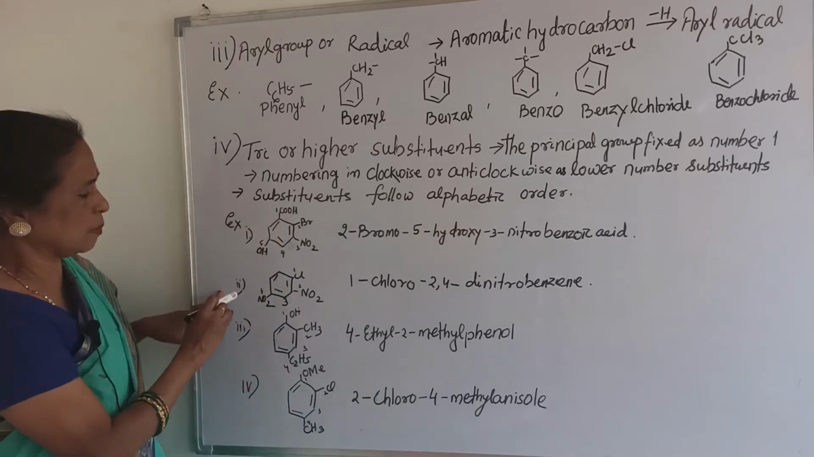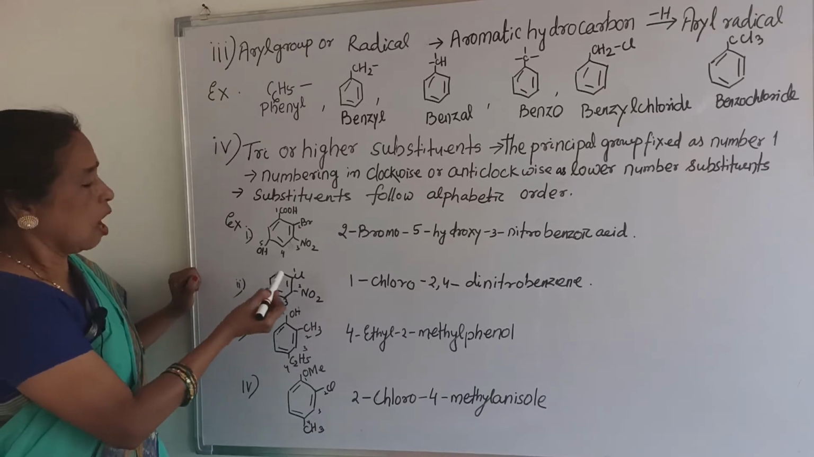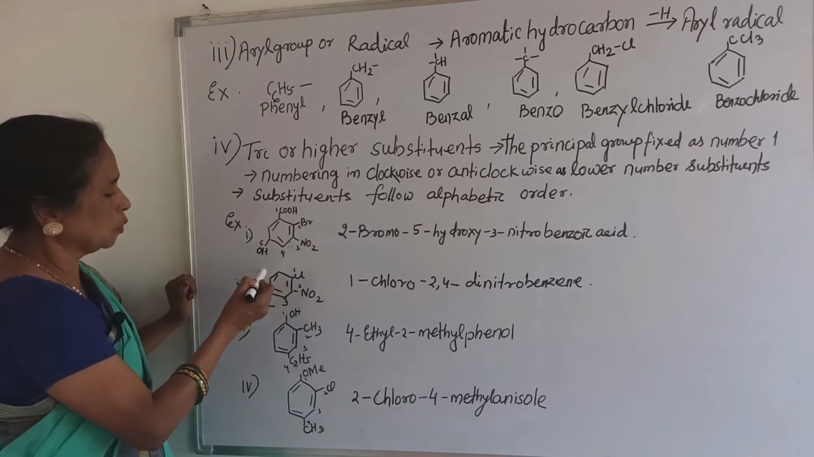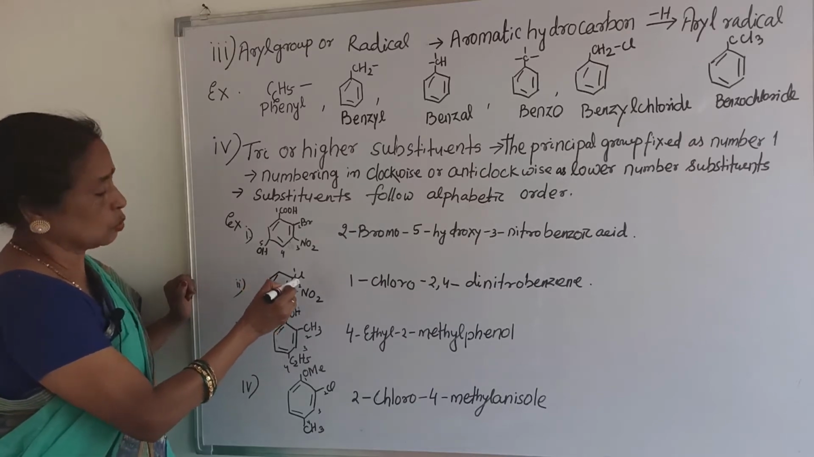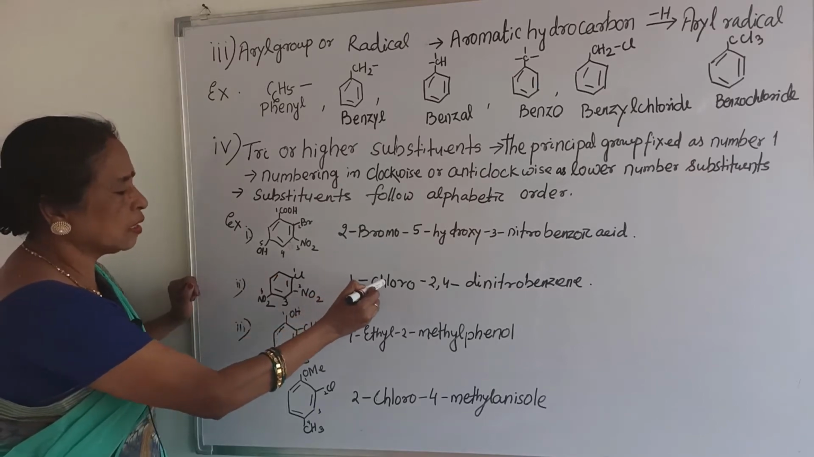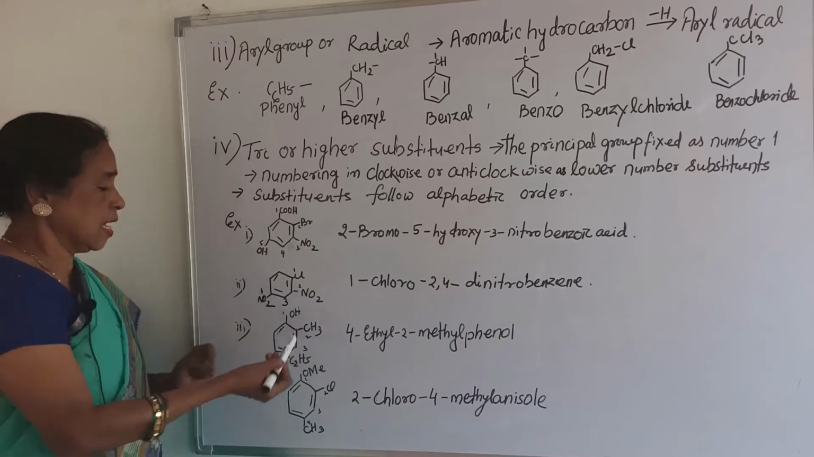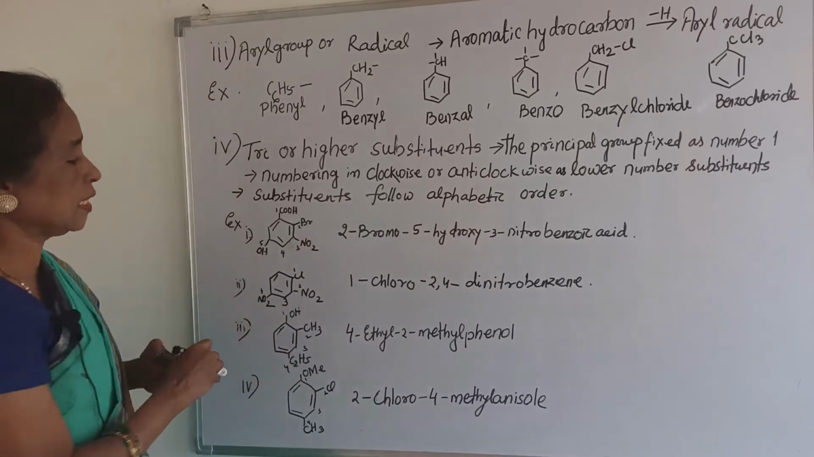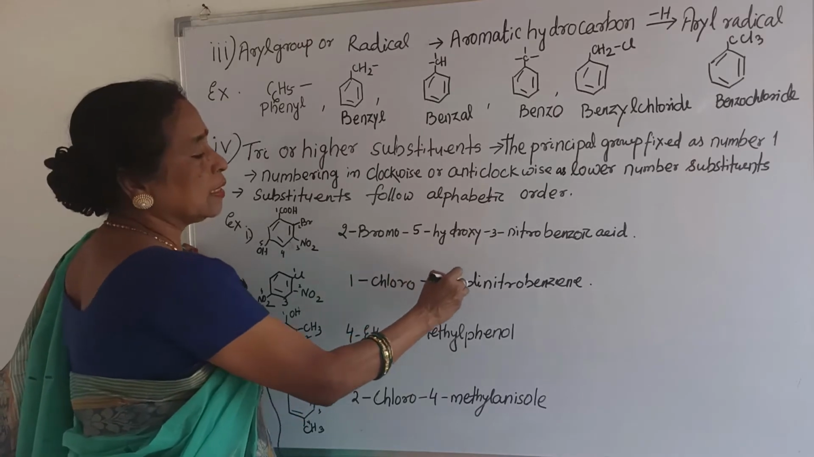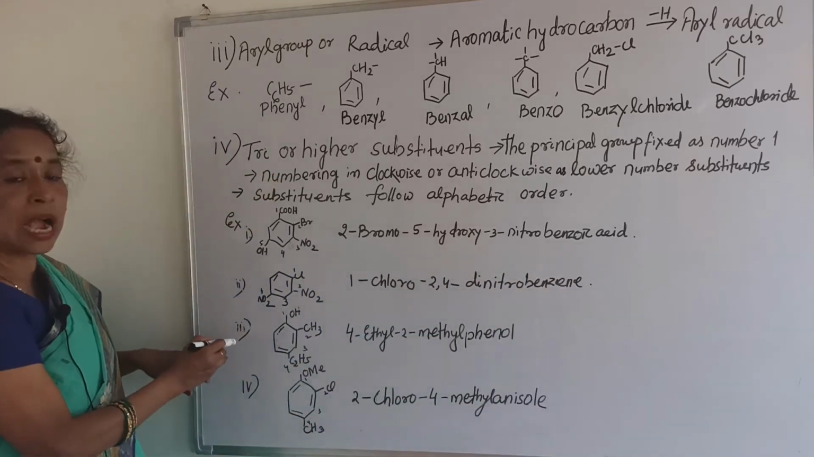Come to the second example, where we can observe 1, 2, 3, 4, or you can go anti-clockwise 1, 2, 3, 4, 5, 6. So the best one is 1, 2. That means 1-chloro, with a nitro group at position 2 and also a nitro group at position 4. So it is 1-chloro-2,4-dinitrobenzene.